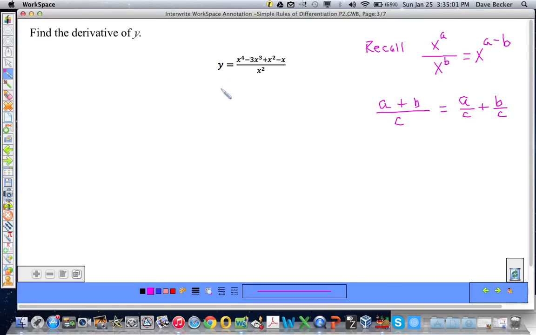So I'm going to say that y equals, and I'm going to think of this as x to the fourth over x squared minus 3x cubed over x squared plus x squared over x squared.